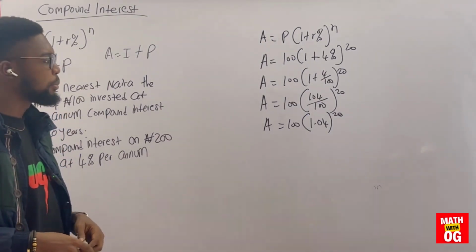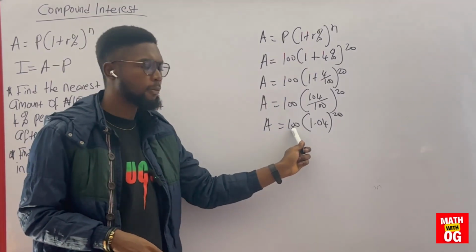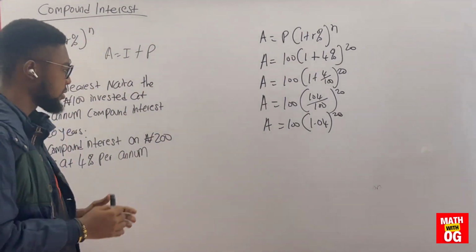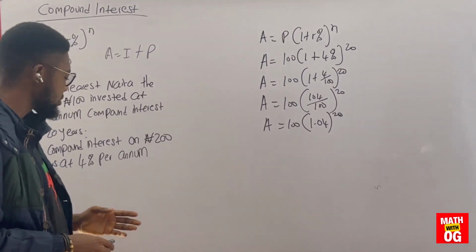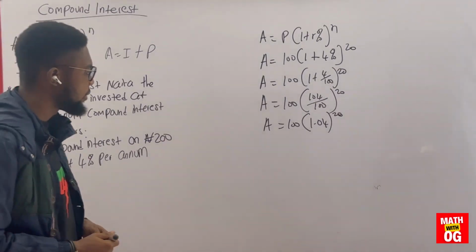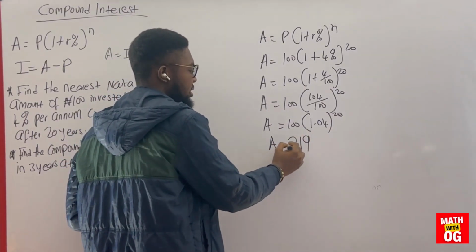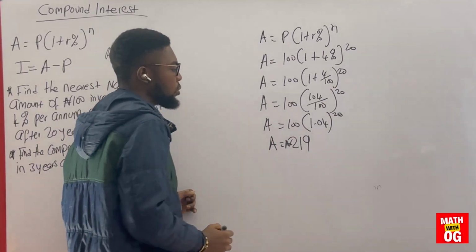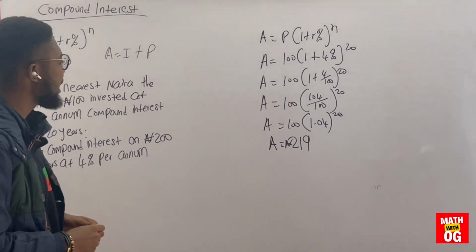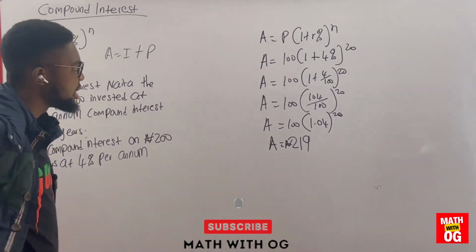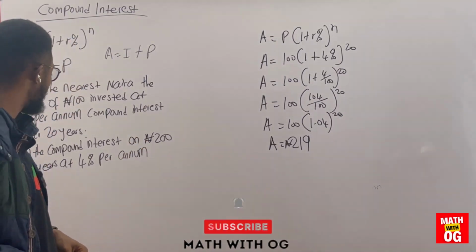Remember, we agreed that in board maths, your order comes first before multiplication. So if you do that, which I've done before starting this video, that will give us 219 naira. So the amount here will give us 219 naira. That will be the amount after 20 years, 219 naira. Now let's solve the next question here.